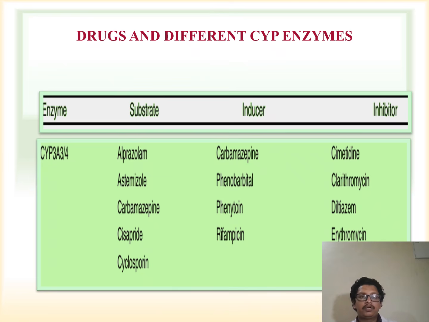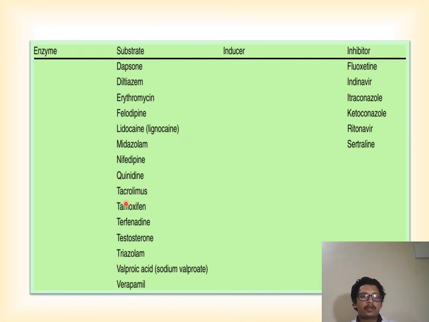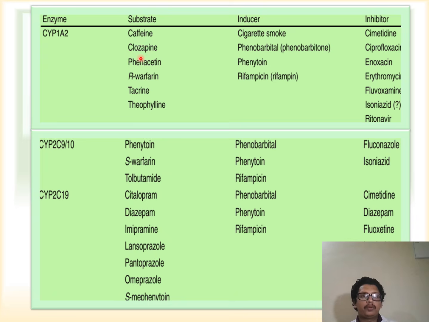Some details of substrates, inducers, and inhibitors. CYP3A4 example, carbamazepine is a substrate. It is induced by phenytoin, it is inhibited by erythromycin. Another one, tacrolimus is a substrate, it is inhibited by ritonavir. CYP1A2, caffeine is a substrate, cigarette smoking is an inducer, ciprofloxacin is an inhibitor.